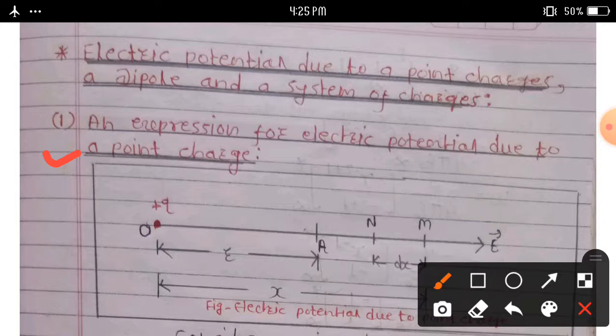First point: an expression for electric potential due to a point charge. See this diagram. Consider a point charge plus q located at point O here. Let a positive unit charge be brought from infinity to A as shown in this figure. Point M is an intermediate point on this path such that OM is equal to x.